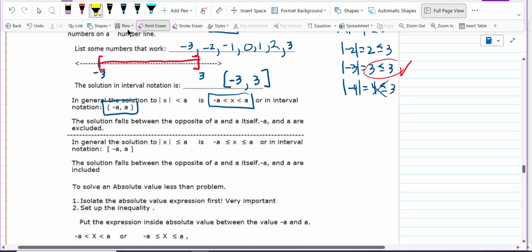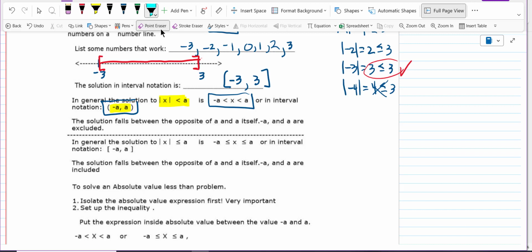This is just kind of the summary here. If it's absolute value of x less than a, then the solution in interval notation would be like that. If it's absolute value less than or equal to a, then you're going to have brackets and you're going to include those endpoints like that. So that's the generality of what we discover when we look at that basic situation.